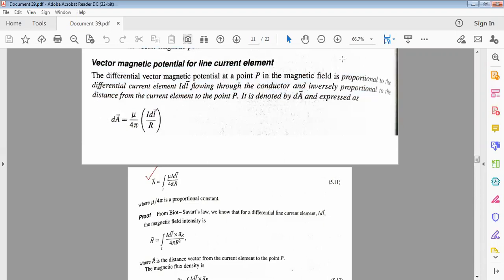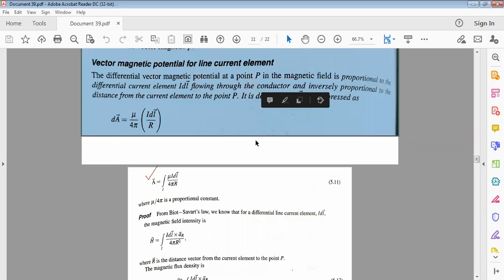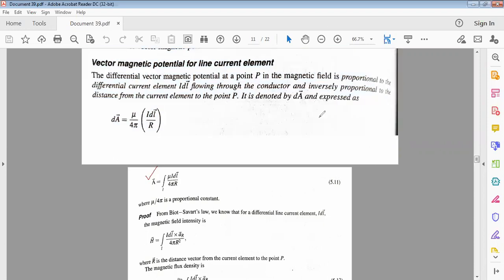The differential vector magnetic potential A at some point in the magnetic field is proportional to the differential current element IDL, which is passing through the conductor, and inversely proportional to the distance from the current element to the point. Simply you may assume like this.